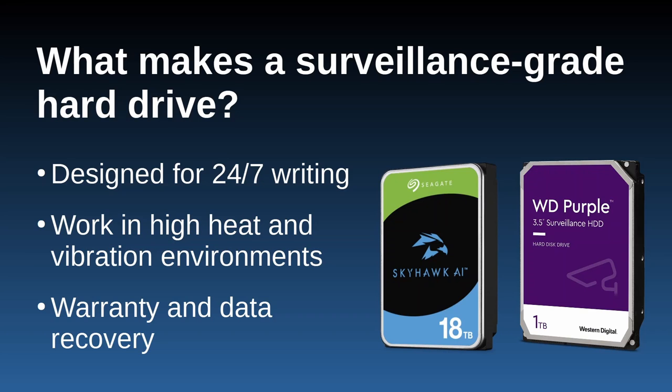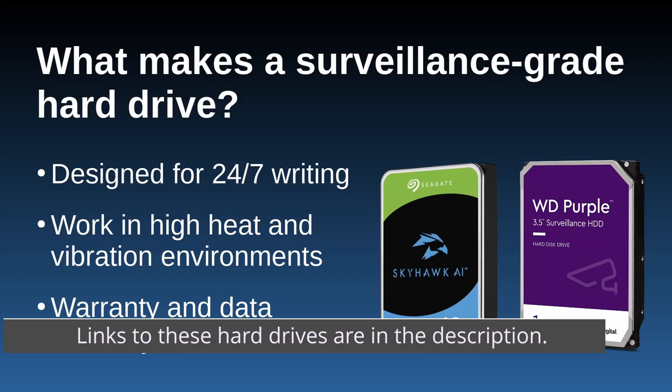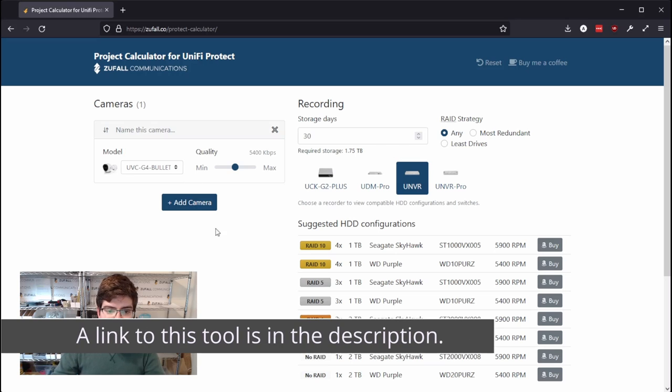The two most common brands and the brands that I recommend are Seagate Skyhawk AI and WD Purple. With that in mind, let's take a look at the tool. So this is our project calculator for UniFi Protect. It's pretty simple to use.